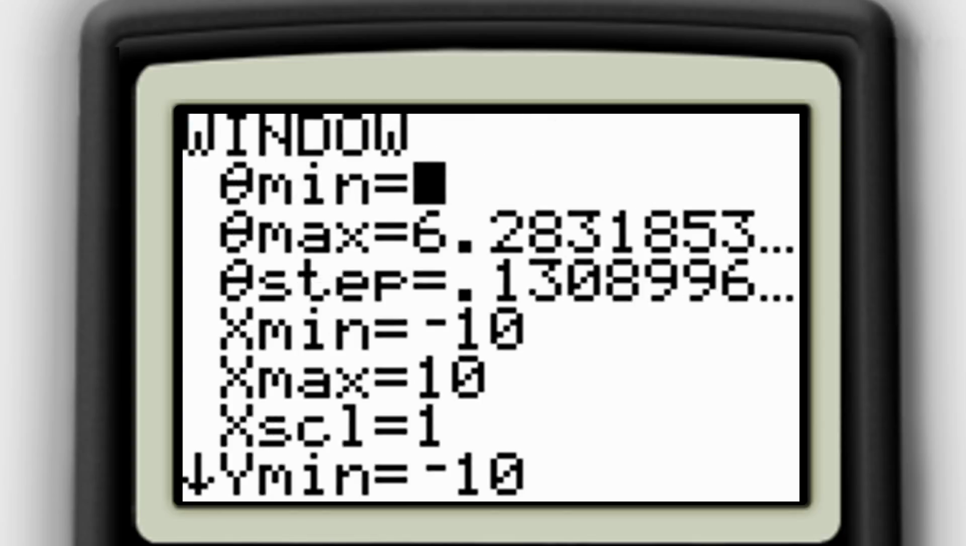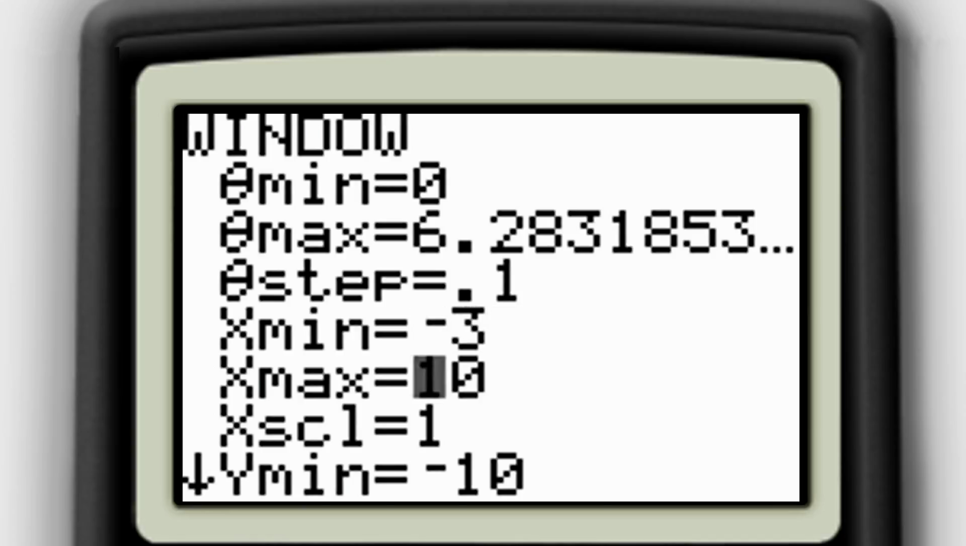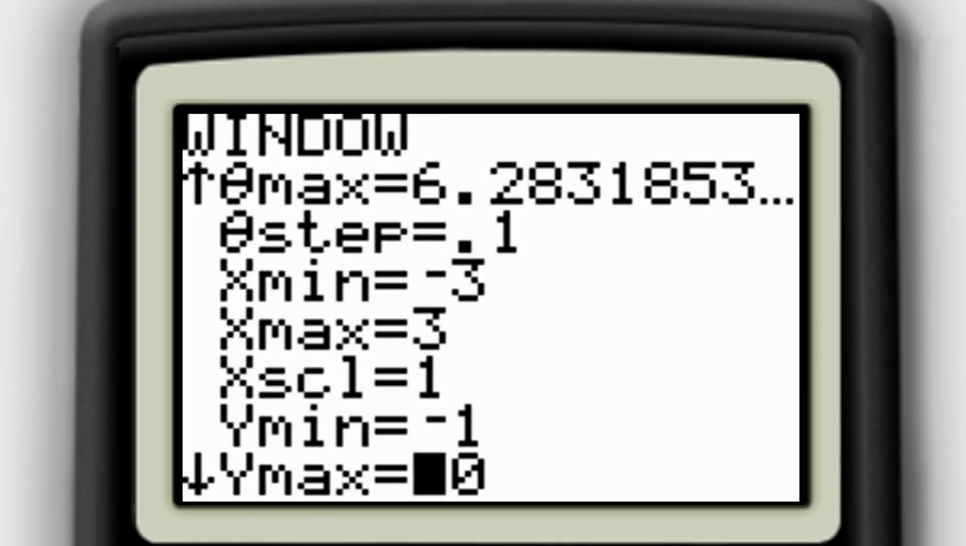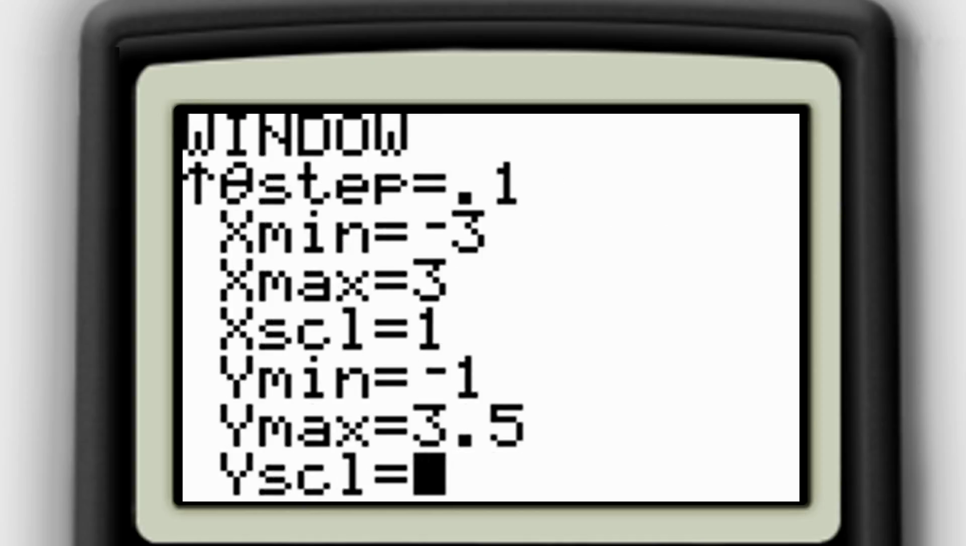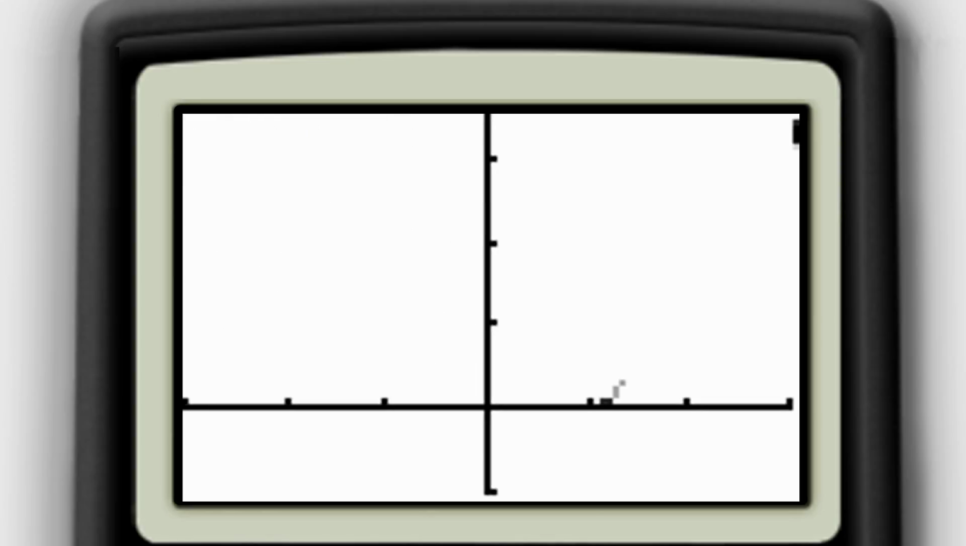So for the window, for our theta min, we'll go from 0 and our theta max to 2 pi. So theta going from 0 to 2 pi, and we'll take the theta step by, say, 0.1. Something small enough to get a good smooth picture. Now for our x min, we'll go from -3 to our x max, +3, and x scale will count by 1. And y min will go from -1 to y max at 3.5, and y scale will count by 1. And we should be good to go if we press the graph button.